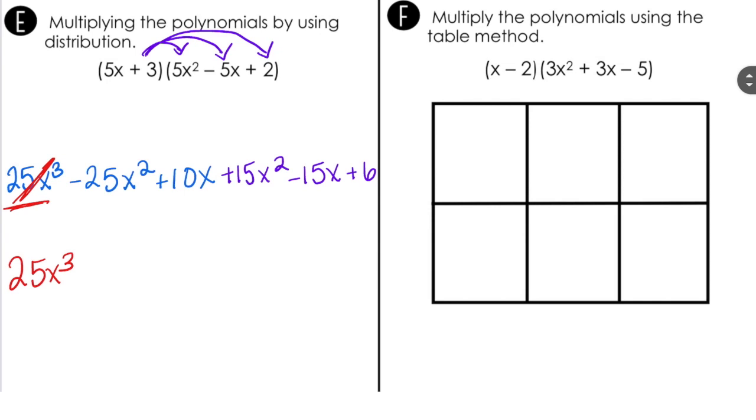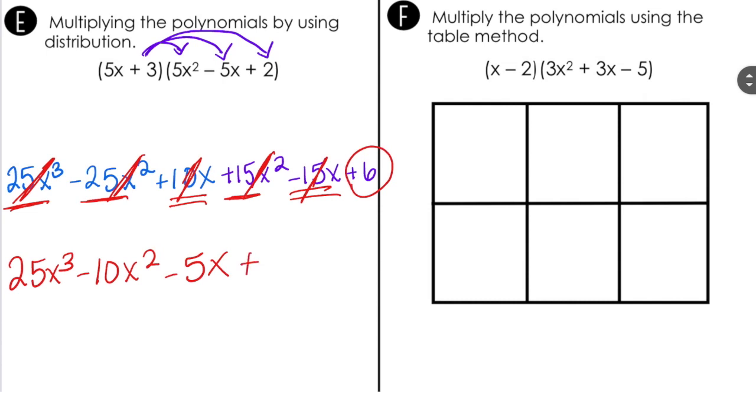So now I'm going to go down to my x squareds, and this is an x squared, and that is an x squared. So negative 25x squared plus 15x squared is going to be negative 10x squared. And I'm done with those, cross them out. And now I'm going to move on to my x's. So 10x minus 15x would give you negative 5x. Cross those out. And now I'm left with my constant, so plus 6. So just to tie everything back in, my degree is 3, my leading term is 25x to the third, and my leading coefficient is 25.